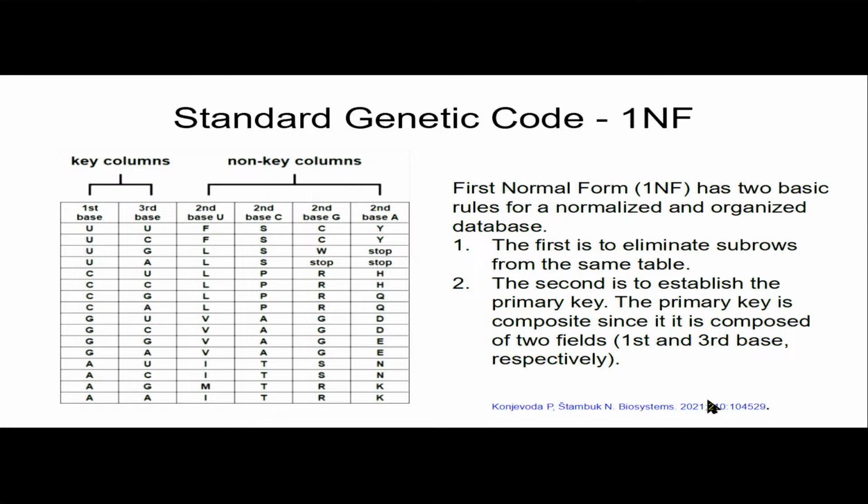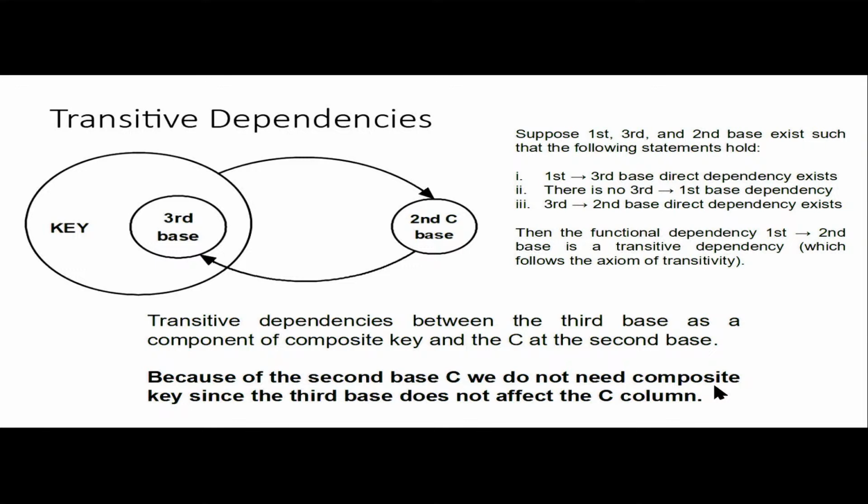Now when the first normal form is done, we are going to eliminate subrows to establish a primary key. The primary key is important, and we also need to remove the transitive dependency. Transitive dependency means that the third base is eliminated as a component between the first and the second base. Basically, this is done in a relational model by seeking so-called join columns.